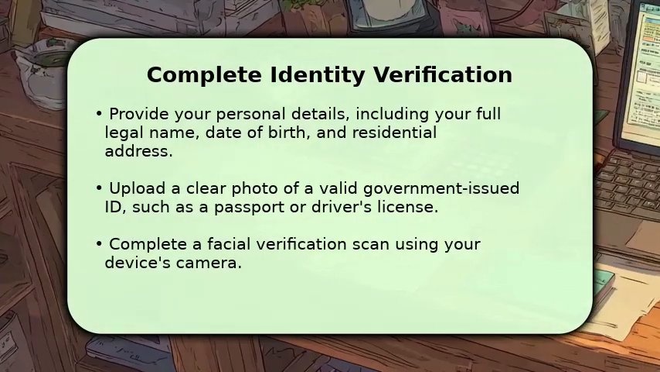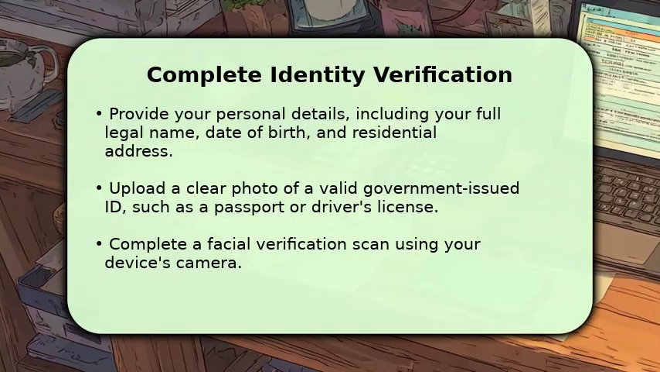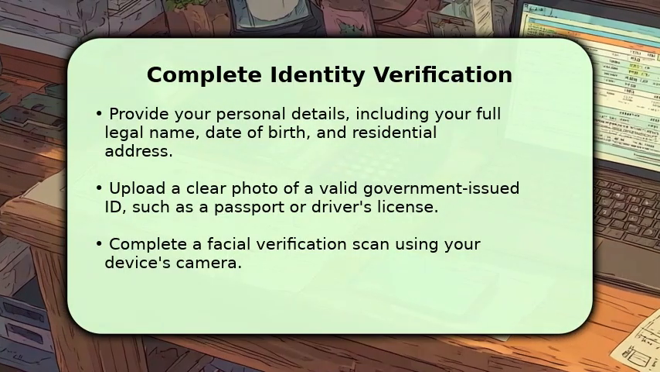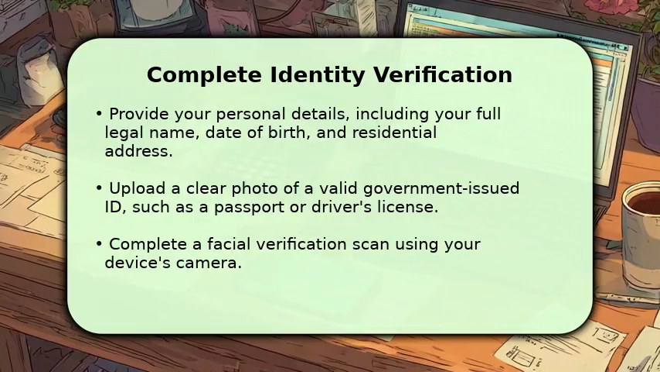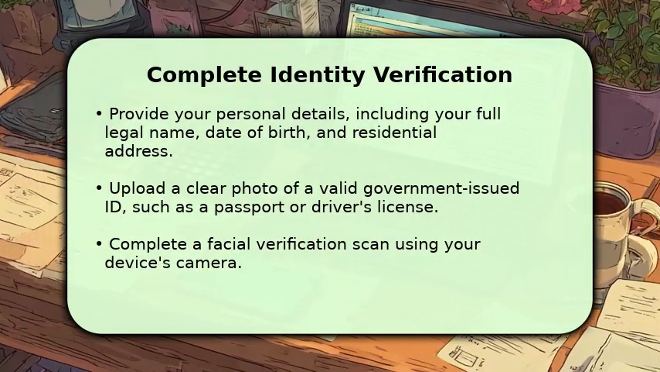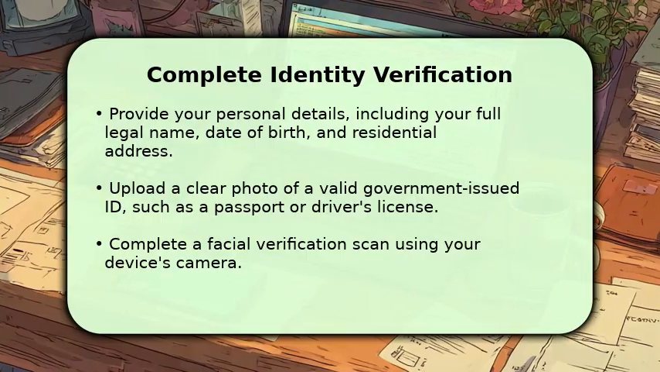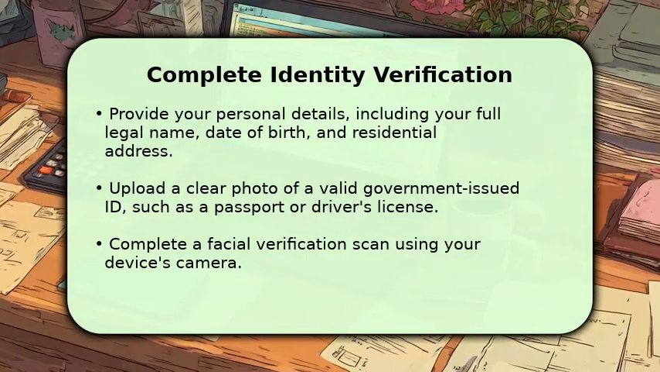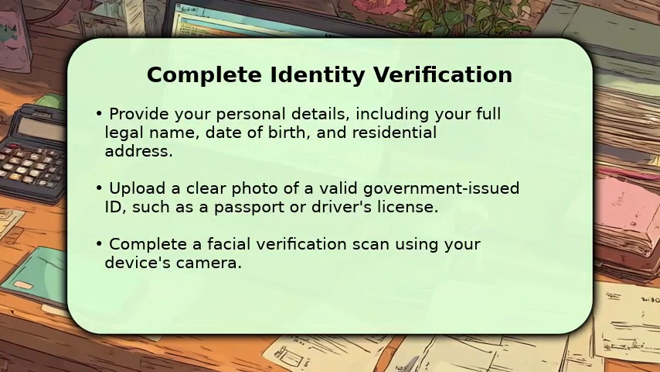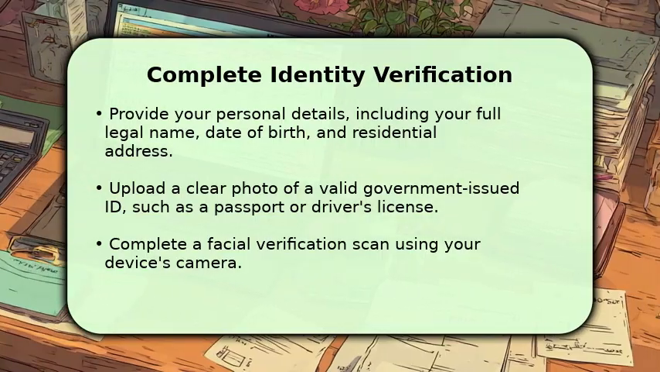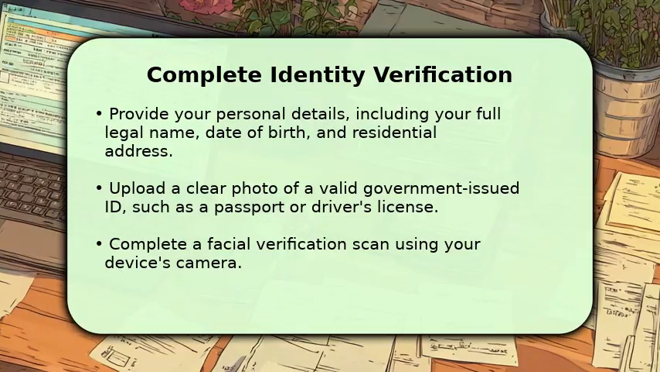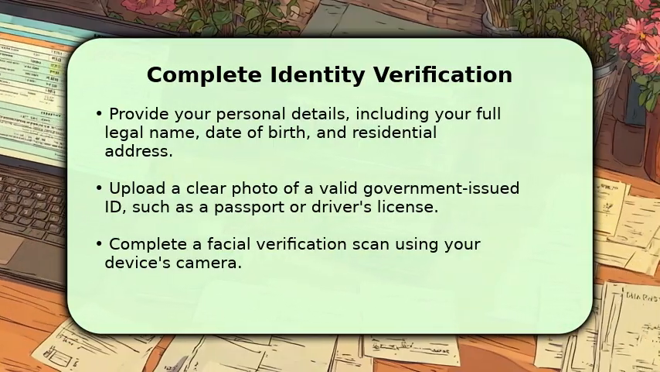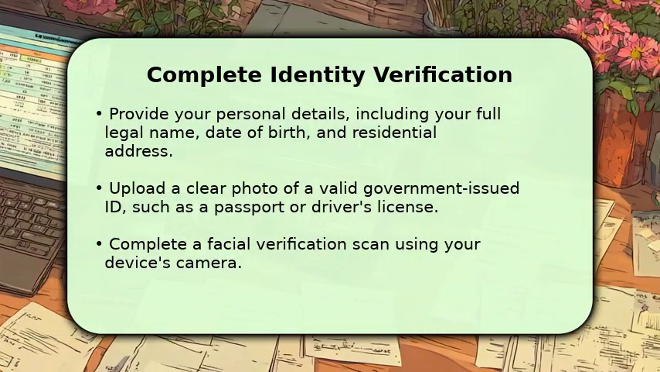Next, you'll need to complete identity verification, also known as KYC. This involves providing your full legal name, date of birth, and residential address. You will then upload a clear photo of a valid government-issued ID, like a passport or driver's license. Finally, complete a quick facial verification scan. Binance typically reviews these documents within a few minutes to a few hours, ensuring compliance and security for all users.